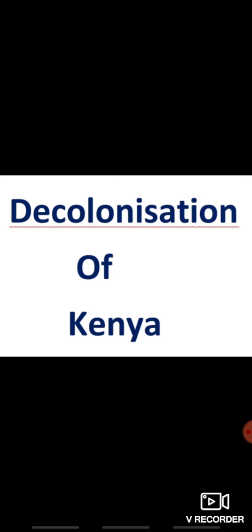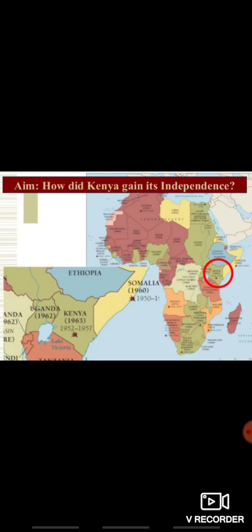In the first part of the chapter, we had seen the decolonization of Ghana. In this part of the chapter, we are going to study the decolonization of Kenya. How did Kenya gain its independence? Or what were the problems in Kenya?